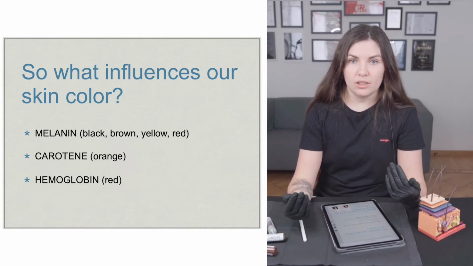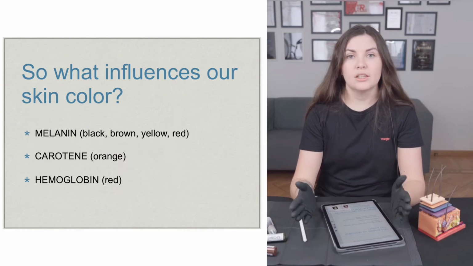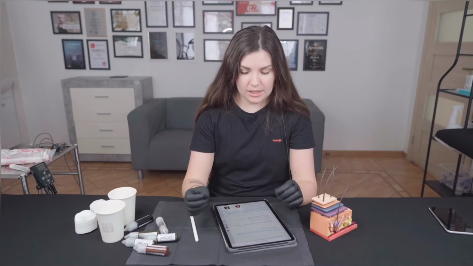One of these factors is keratin, it is an orange pigment, and hemoglobin, red pigment. Both of these pigments are present in the skin and change its shade a little. But the most important pigment that affects our skin color is, of course, melanin. The more melanin of black and brown colors there is in the skin, the darker your client's skin looks.